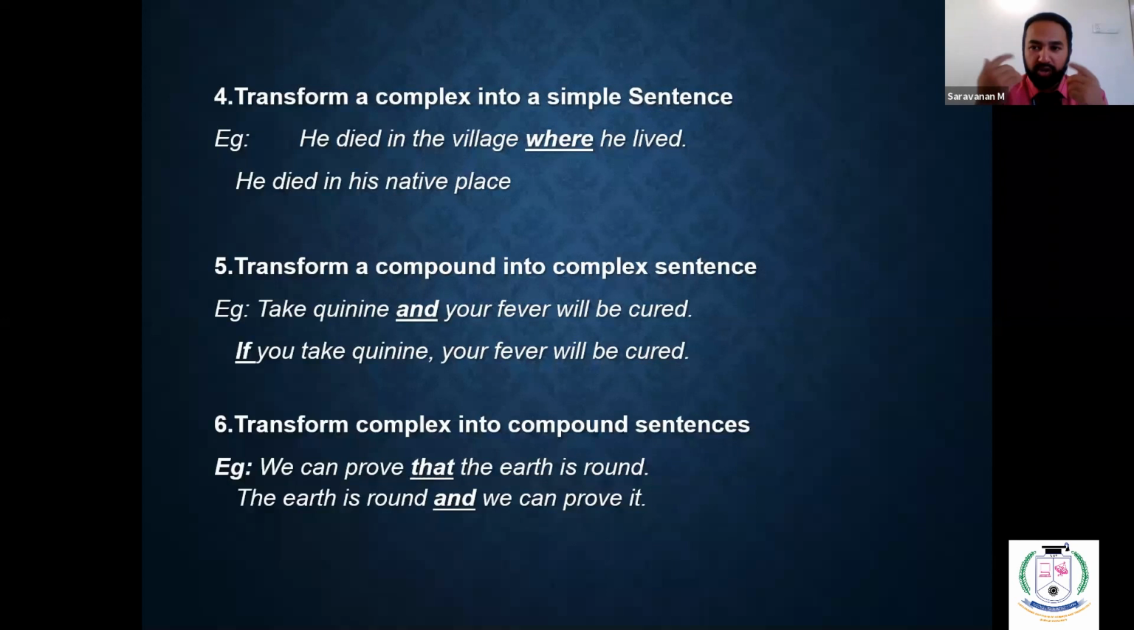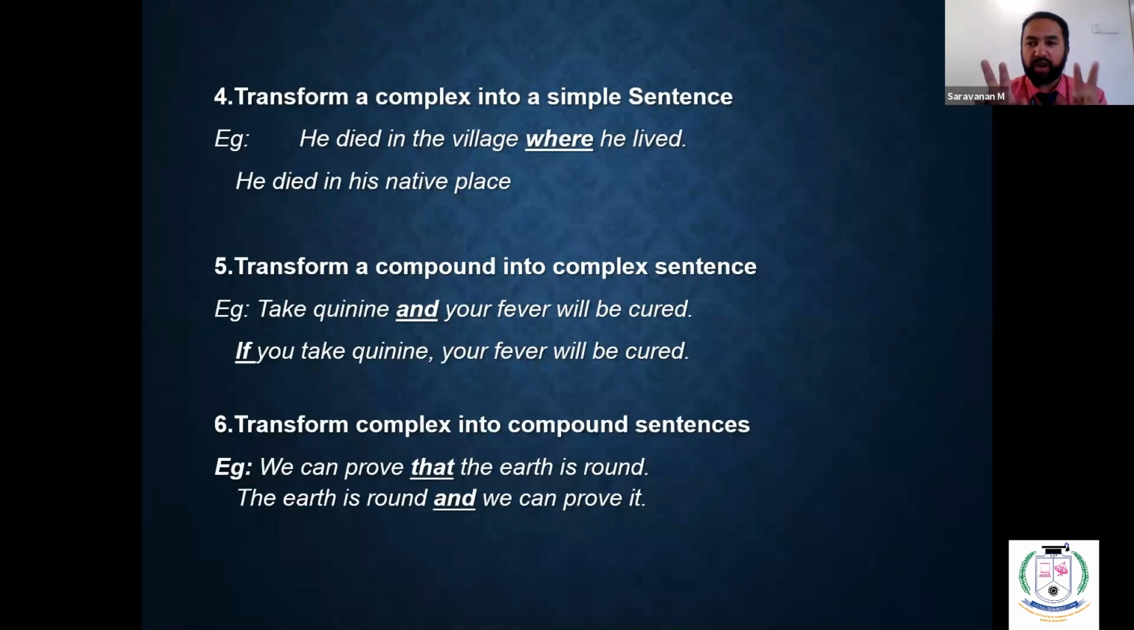When you change it to a compound sentence, the sentence becomes two sentences, that is two main clauses, and those two main clauses are joined using a coordinating conjunction. And here the coordinating conjunction that we are using is and. See here, all of you: the earth is round and we can prove it. Clear, all of you?